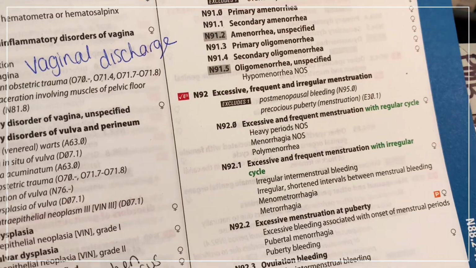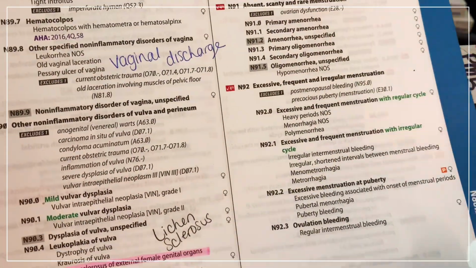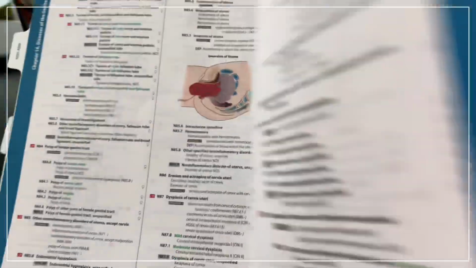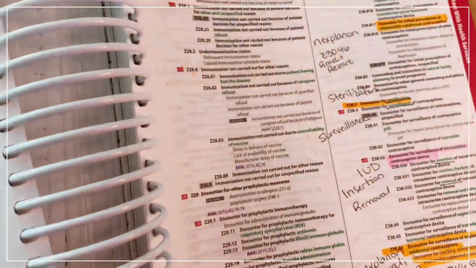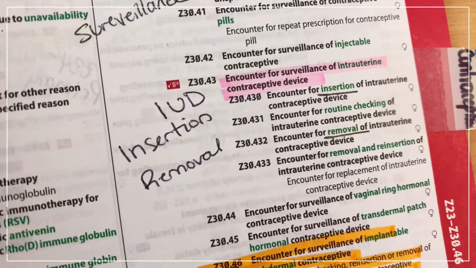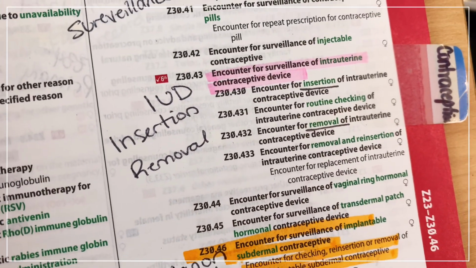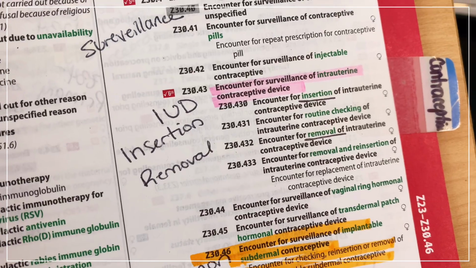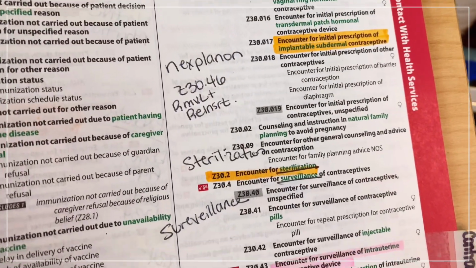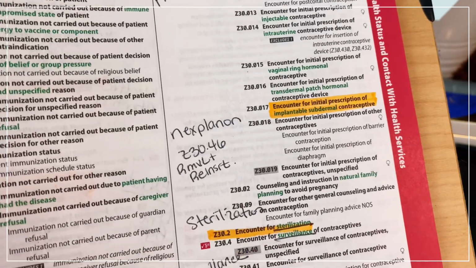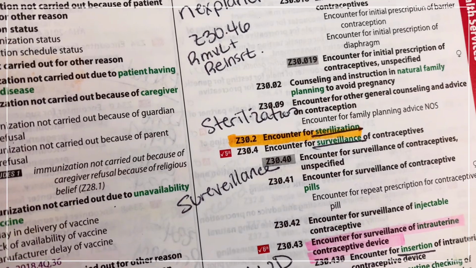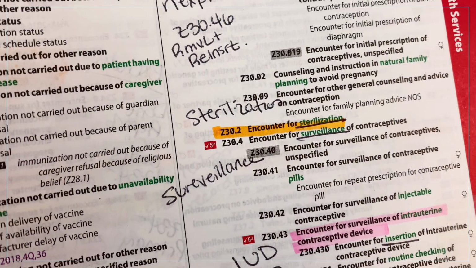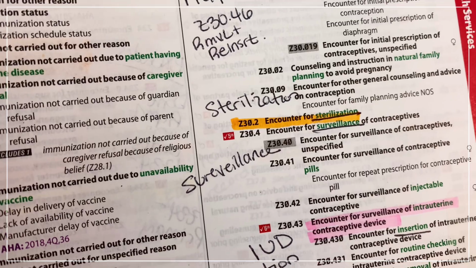And then for the other two procedures, those ones are going to be in the back, and they're going to be Z codes. So Z30.432 for the removal of the intrauterine device will be linked to the 58301. And then Z30.2, where are you at? Right there. Encounter for sterilization, highlighted in orange. That is going to go with my 58661 CPT codes.